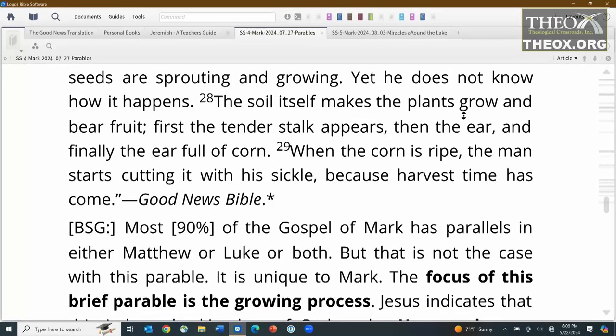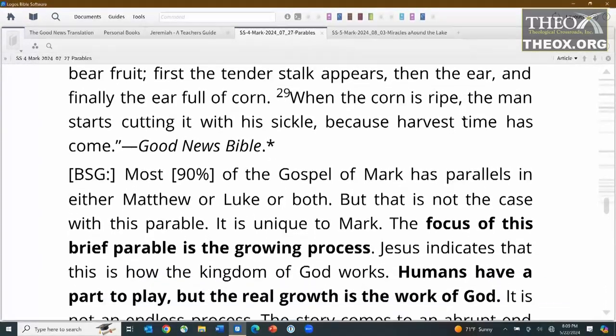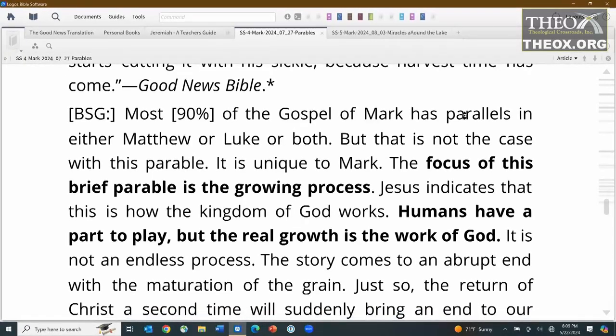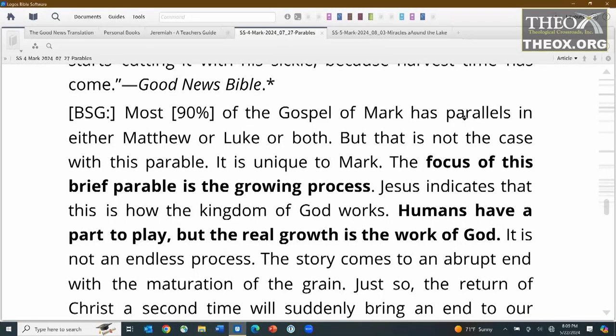Okay, so now we're talking about Mark, this gospel. What do we know about it? Most, that is 90% of the gospel of Mark, has parallels in either Matthew or Luke or both. But that is not the case with this parable. It is unique to Mark. The focus of this brief parable is the growing process. Jesus indicates that this is how the kingdom of God works.